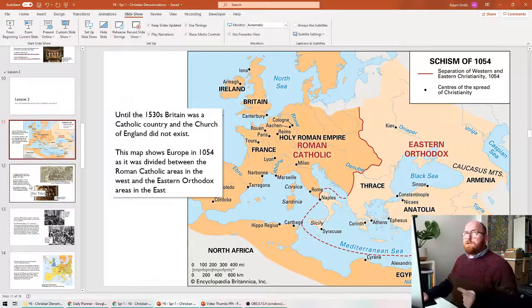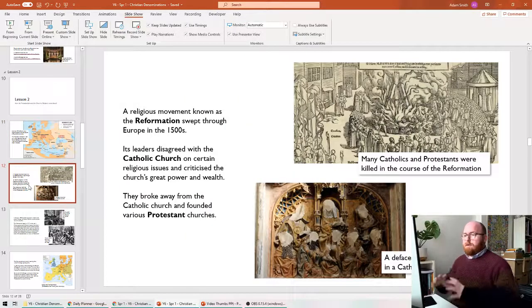The Roman Catholic Church, hugely powerful across the whole of Western Europe, until something called the Reformation. And the Reformation was a religious movement that came about in the 1500s, specifically in the 1530s, and it changed the face of Christianity basically right up until the modern day.